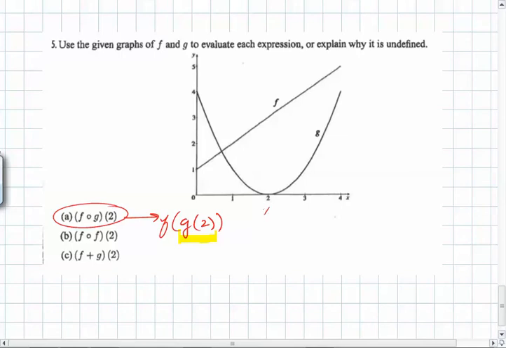You go to 2 on the x-axis, and you figure how high it is. How high is it right there? 0. So that's f of 0. Then you go to 0 here. How high is f? 4. Okay, your homework will be in the notes.